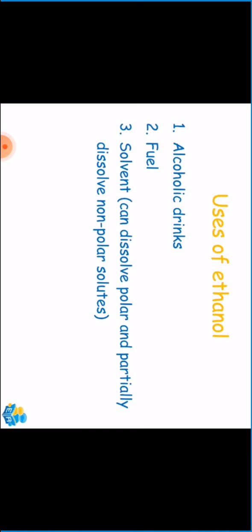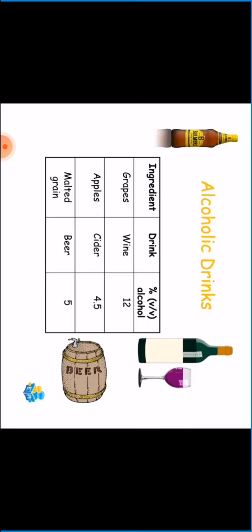Ethanol is used to produce drinks of higher alcohol concentration. But in order to do that, the fermented liquids must be distilled. Spirits, for example whiskey, brandy, gin and vodka, contain 40% alcohol, so they contain more alcohol than the likes of wines and beers. Use of ethanol, as we said already, is in alcoholic drinks. Ethanol can also be used as a fuel, and it can also be used as a solvent, as it can dissolve polar and partially dissolve non-polar substances. This slide just shows the different percentage volume per volume of alcohol in different drinks.